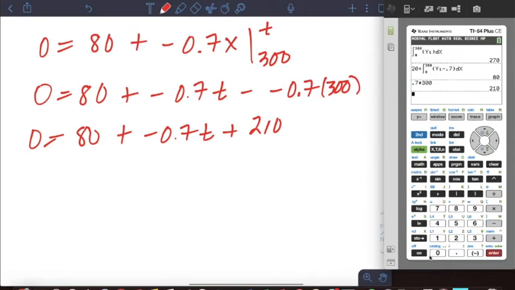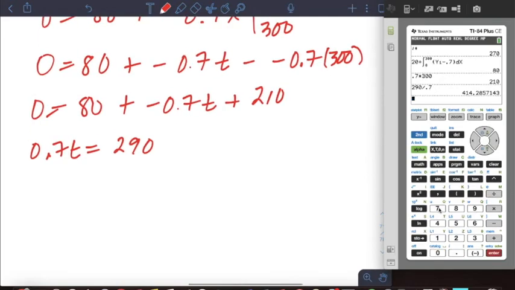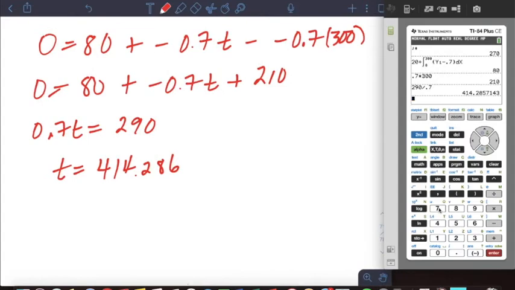equals 0. Let's solve this equation for t. Add the 0.7t to the other side. That equals 290. So take 290 and divide by 0.7 and get 414. So at time t equals 414.285 seconds, there are no more people in the line. Okay?